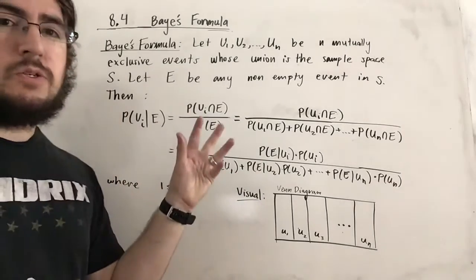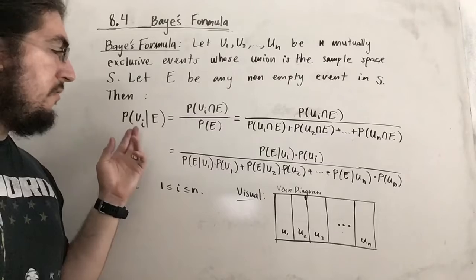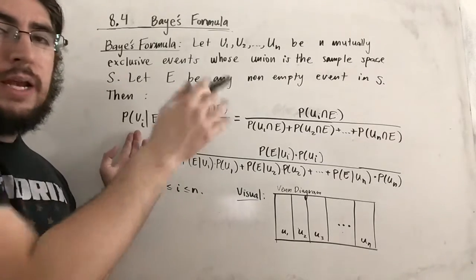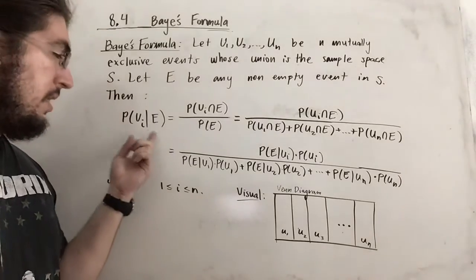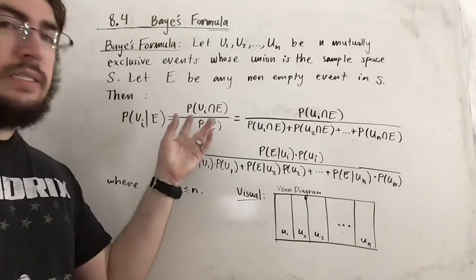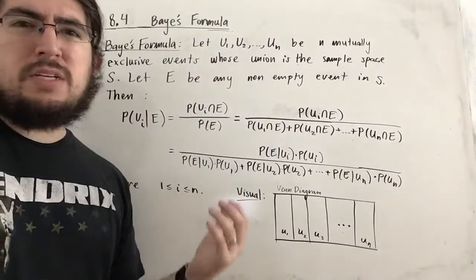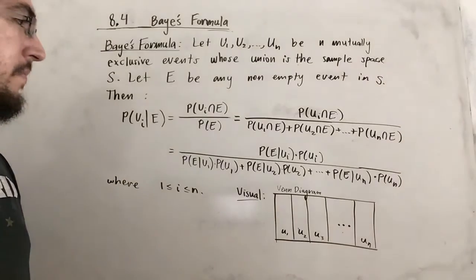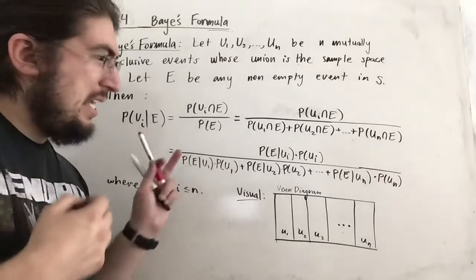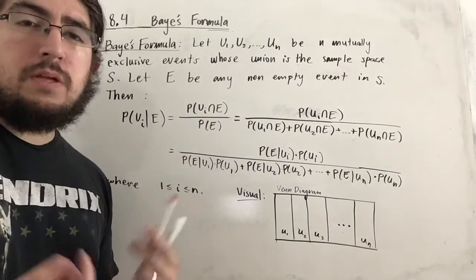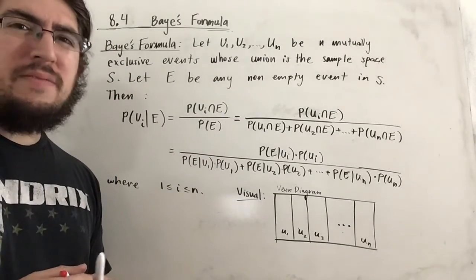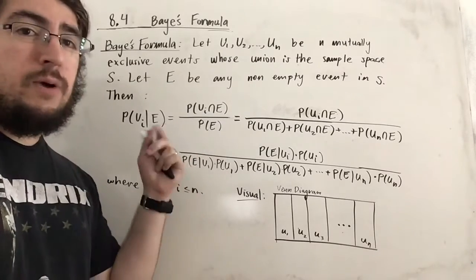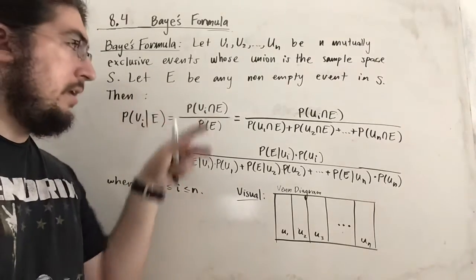Then the following is true. The probability of U sub something, so U1, U2, or U any number through n, given E is this. I'm just expanding this out, very similar to how I expanded out for the previous example. Now, I don't want to say that the last one is necessarily the one we'll be using all the time, but it kind of is. Really, it depends on the situation. In fact, if you know the probability of E already, then this is it, and you're done.